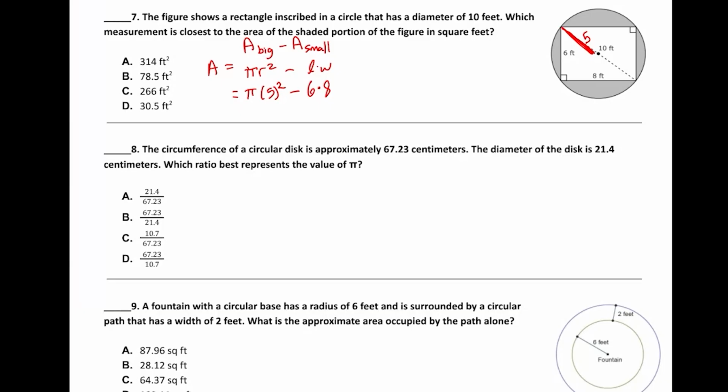So just like the past few problems, none of these are in terms of pi. So we need to make sure to just multiply this out and give an approximation. So 5 squared times pi minus 6 times 8 is going to be approximately 30.5. Our answer is D.